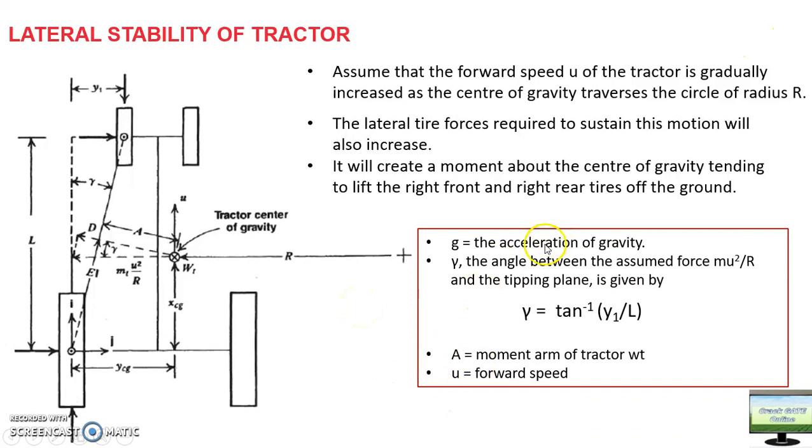So basically g is the acceleration of gravity, gamma is the angle between this force mv square by r, which is the centrifugal force, and the plane, this tipping plane. Okay, so you can write gamma in terms of tan theta. So this will be tan inverse y1 by L. So what is y1? That I will explain, don't worry. And L is the wheelbase, L is the moment arm of the tractor, and u is the forward speed.